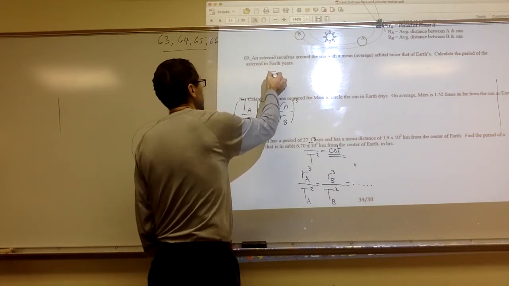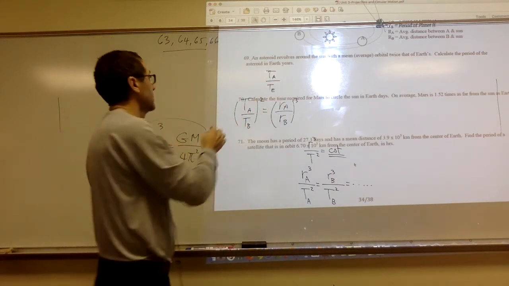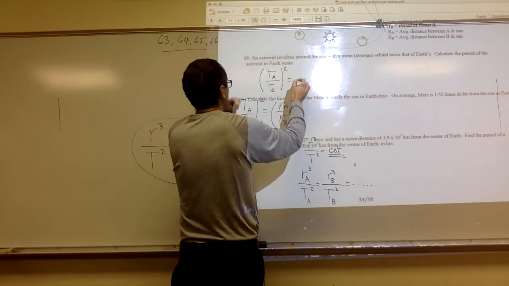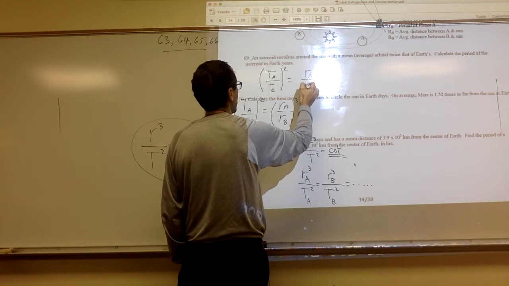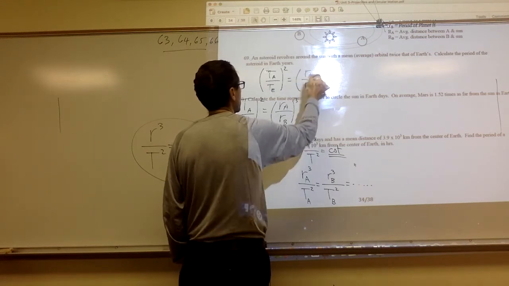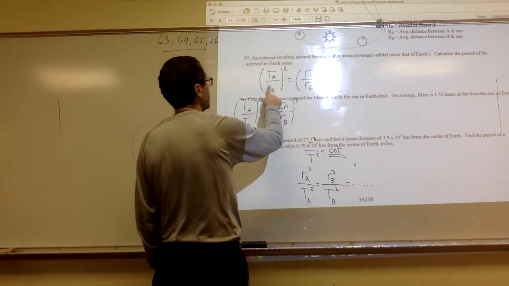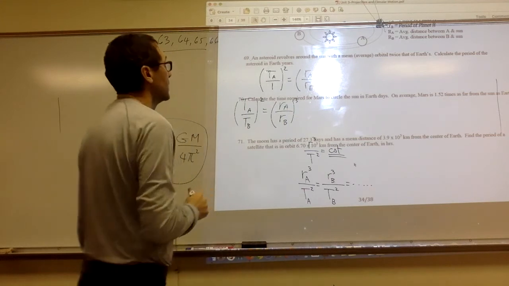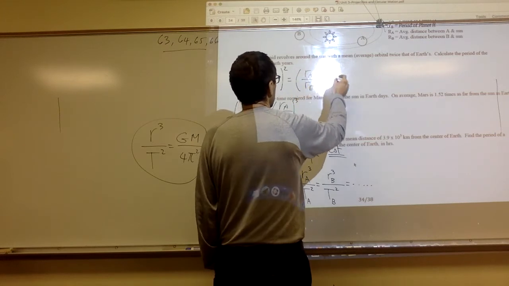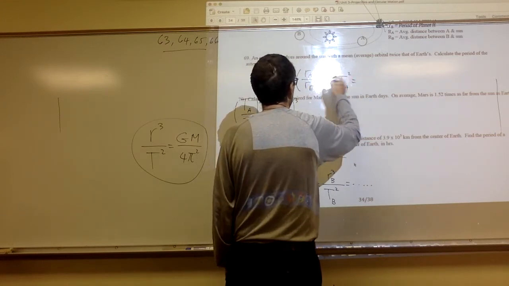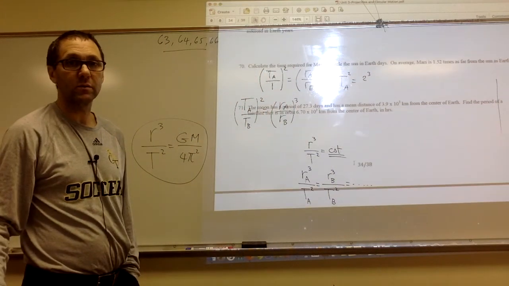So this is the asteroid. This is the Earth. So I'm going to compare it to the Earth. TA over TE, squared, equals the radius of the asteroid over the radius of the Earth, cubed. Now I know that the Earth has a period of 1 year, so I can make that a 1. And they're telling me that this ratio here is 2 to 1. So I can say that TA squared equals 2 to 1 cubed, and you can solve that equation, which is not that hard to do.